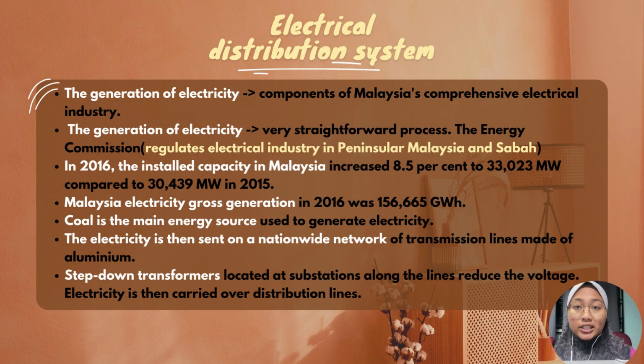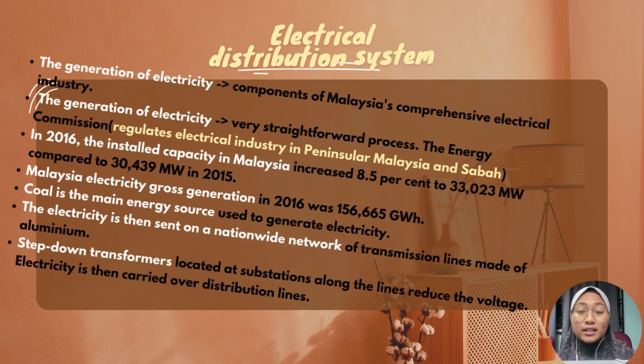After electricity is generated at a power plant, it goes by wire to a transformer that steps up the voltage. The electricity is then sent on a nationwide network of transmission lines made of aluminium. Step-down transformers located at substations along the lines reduce the voltage. Electricity is then carried over distribution lines that bring electricity to end users.